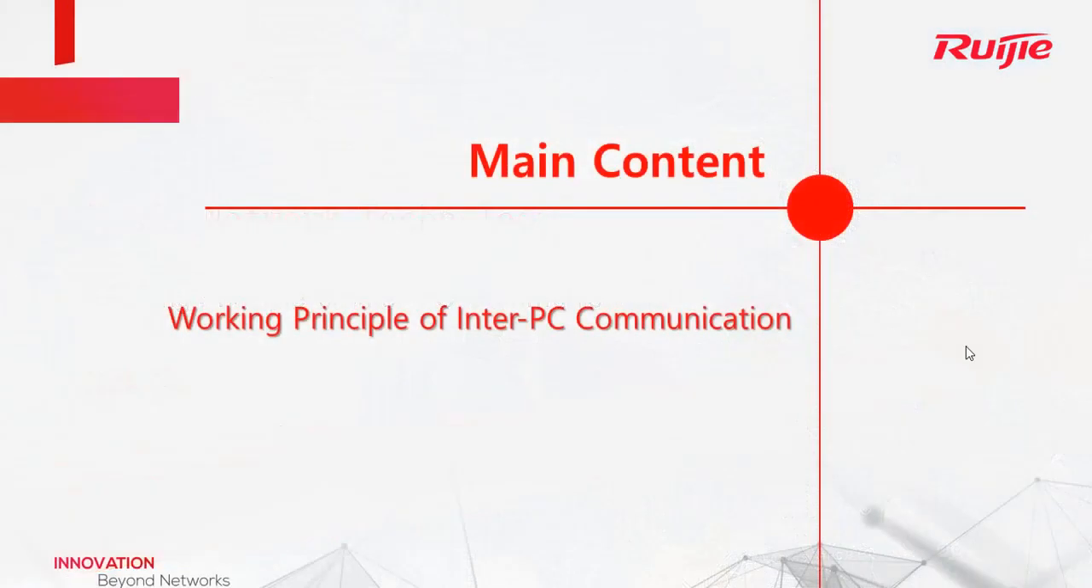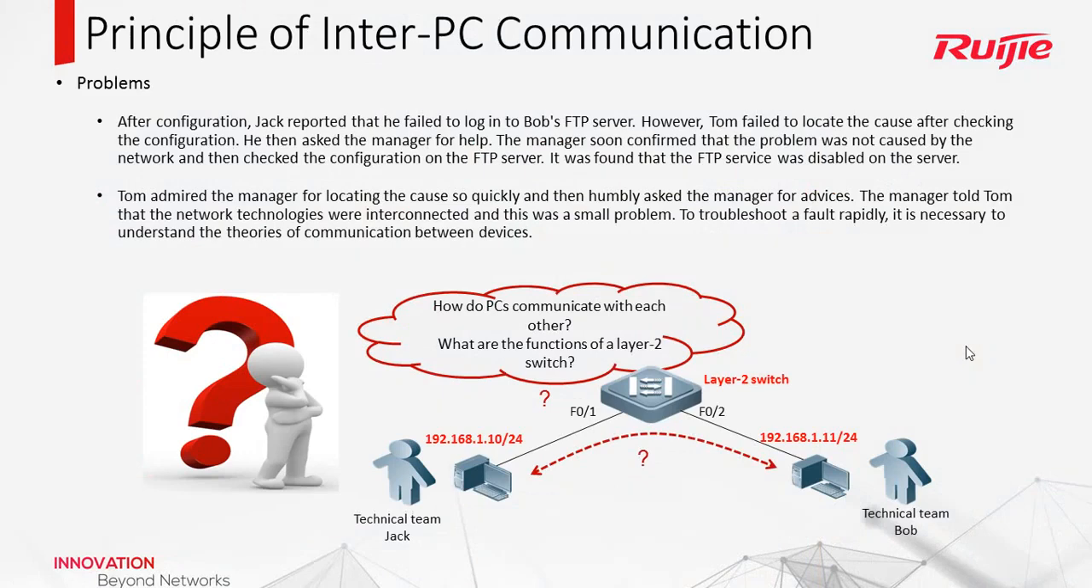We have talked a lot of courses in this training, and today we will have a review and talk about inter-PC communication. Do you remember the first course? Tom tried to FTP to Bob's server, but he failed. Then we talked about the TCP/IP ARP technology, and last course we learned the working principle of a switch. So today we will have a review and talk about how PCs communicate with each other.